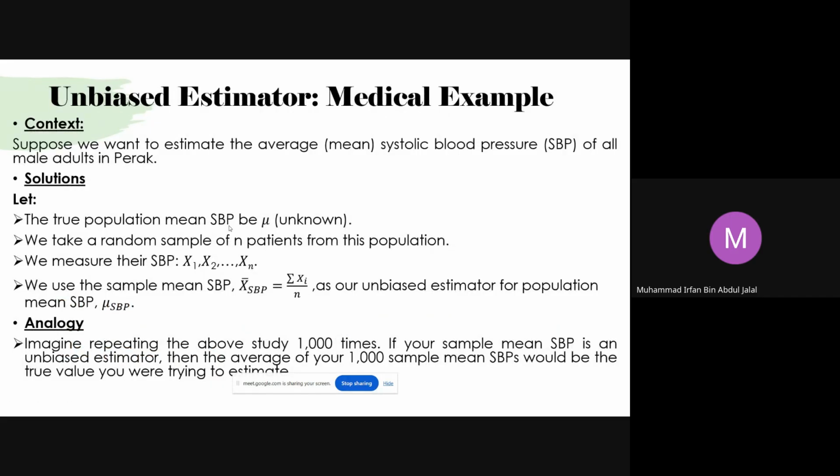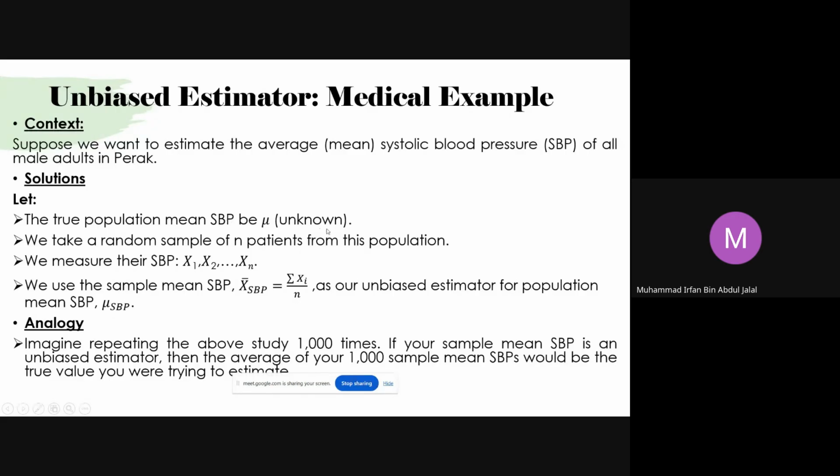To illustrate this further, I give you a medical example based on my previous research, where we estimate the average mean systolic blood pressure of all male adults. I put Perak here, but actually we tried to estimate the average systolic blood pressure of all male adults in Klang Valley. But because you are based in Tapah, I just changed the example a bit. So, solution: let the true population SBP, the systolic blood pressure, be denoted by mu, which is unknown. That's the true population mean blood pressure that we want to estimate.